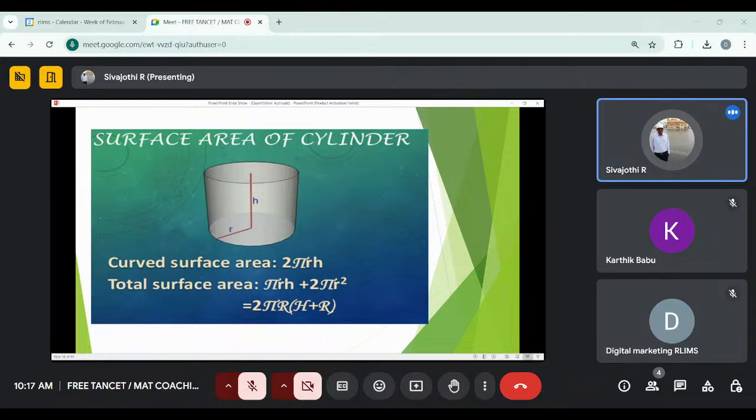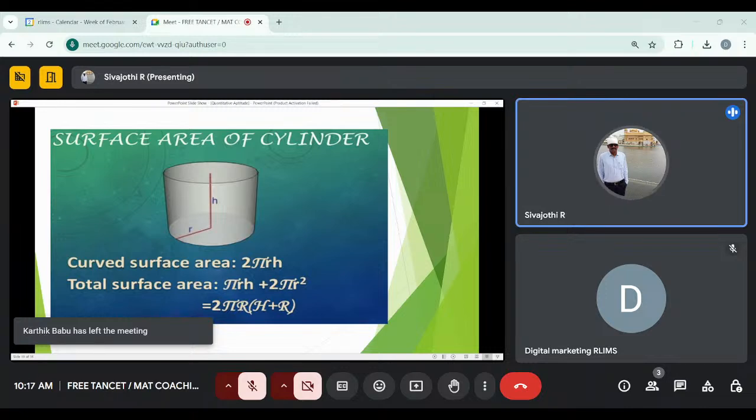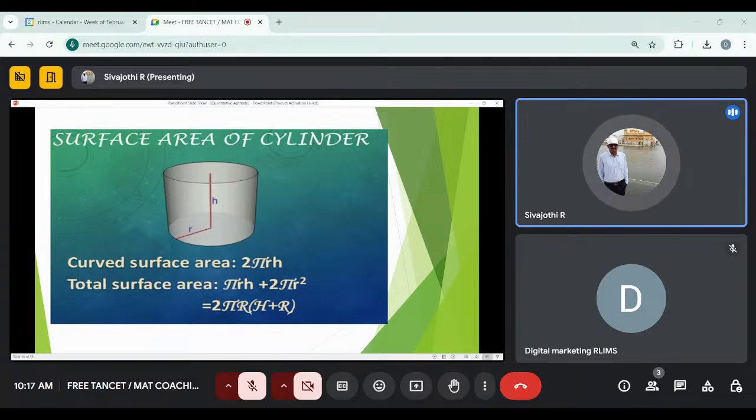7 and 7 will cancel. 22 into 2, that is 44. Next we have to multiply the remaining values. 44 into 14, that is 616. It's clear. So if they give r equal to 7 and h equal to 14, the curved surface area is 616.